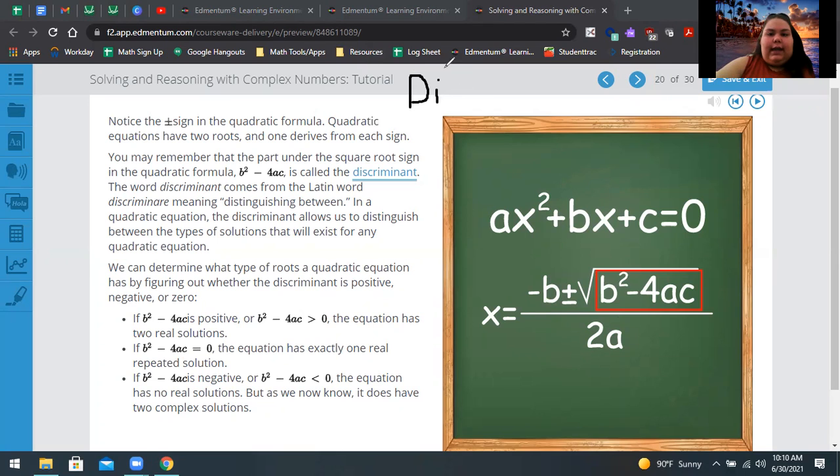So you'll go ahead and just say the discriminant. Actually, I'm going to go ahead. Discriminant. Oh, can't write today. Let me just write it up here.